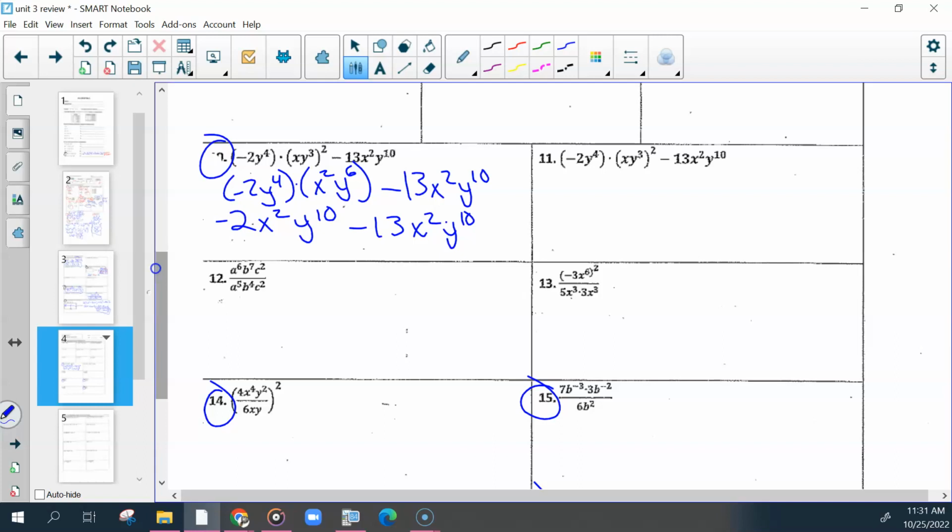Then at the end, now we're subtracting. And you have to see, do we have like terms? Do we have the same variables with the same exponents? If the answer to that is no, you would leave this as is. But I can take these 2 numbers and combine them. Leave your exponents the same. So negative 15x squared y to the 10th. This would be your answer for 10 and 11 because they're the same. I think that was accidental. I don't think it was supposed to be the same thing.